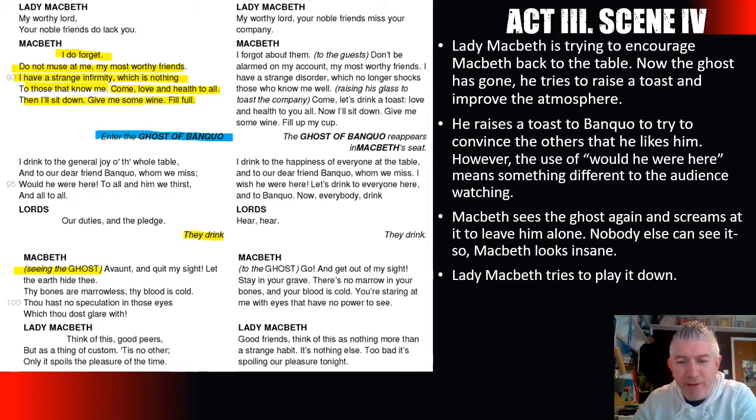Lady Macbeth, again, "Think of this, good peers." She's trying to calm everyone down. "Think of this, good peers, but as a thing of custom. 'Tis no other, only it spoils the pleasure of the time." Just think of this as a strange little habit that Macbeth's got. It's a shame it's spoiling tonight's meal. So she's trying to normalise it, play it down. And Macbeth, on the other hand, is having a complete meltdown.